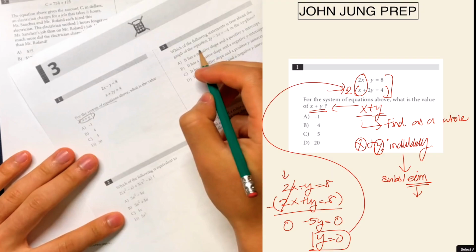I'm going to plug it into the second equation right here. x plus 2 times 0 is equal to 4, which means x is equal to 4. And x is 4, so x plus y is going to be 4. That's why the answer was B.